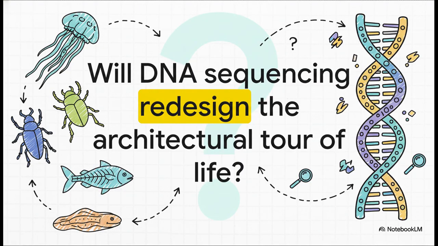So, we've just toured the entire animal kingdom using these physical body plans as our map, which is just what biologists have been doing for centuries. But now, today, our ability to read the genetic blueprint, the DNA itself, is showing us all these surprising new family connections. And that leaves us with a really fascinating question. As we learn more and more from genetics, is it possible that this entire architectural tour we just took will need to be completely redesigned?